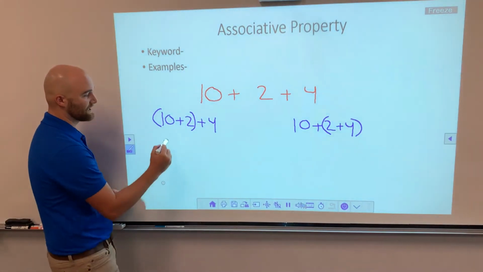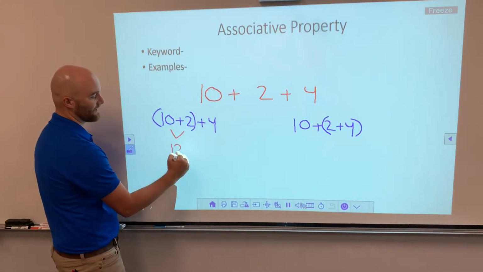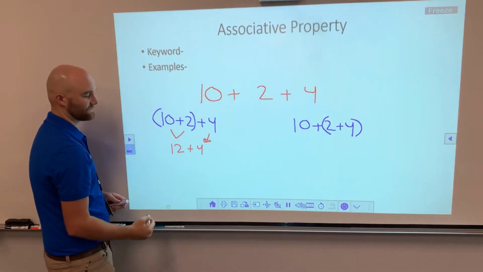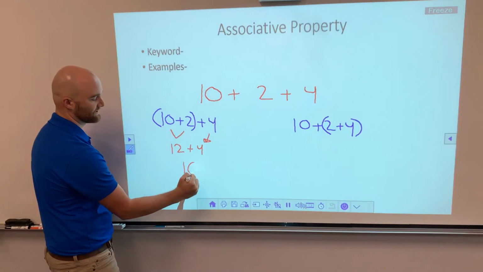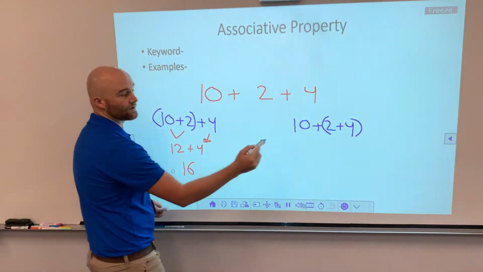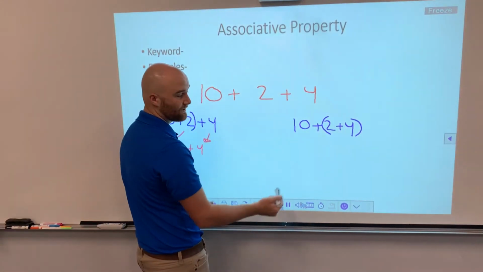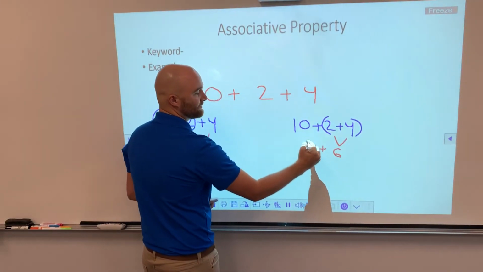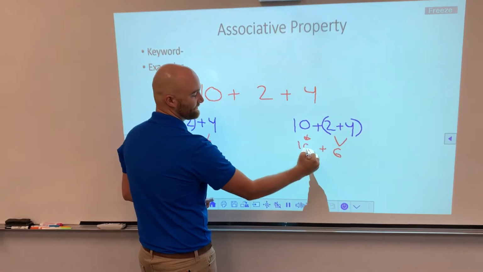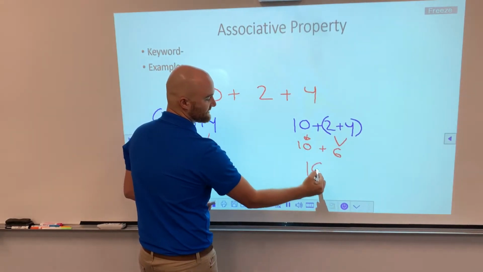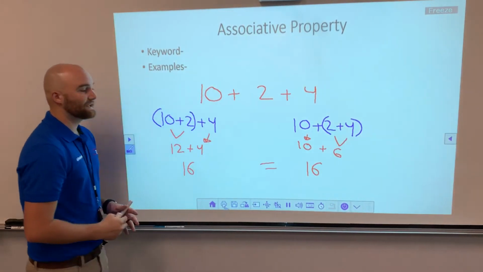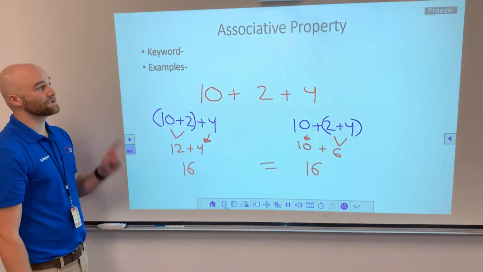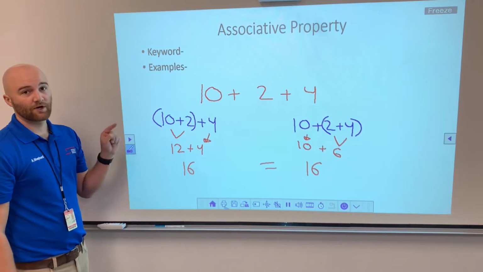Let's test it out. 10 plus 2 gives us 12, plus the 4 that I still have to bring down. 12 plus 4 gives us 16. Over here, 2 plus 4, those guys are friends, so that has to happen first. 2 plus 4 gives us 6, plus the 10 that I have to bring down. 10 plus 6 gives us 16. So I get the same answer. Since I get the same answer, I know that the associative property works for addition.